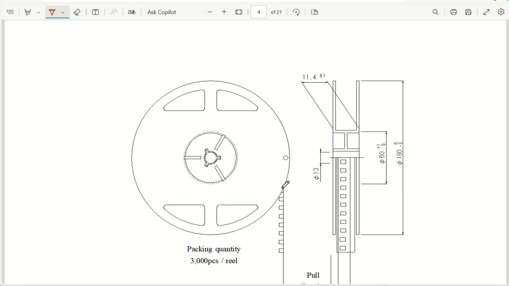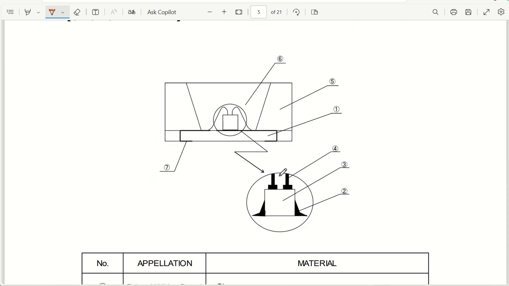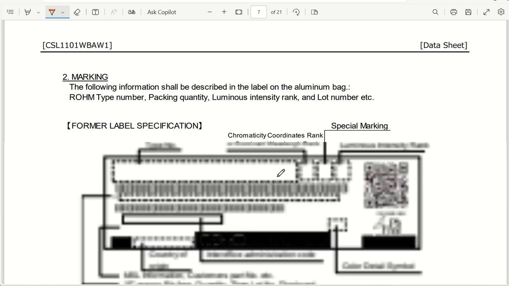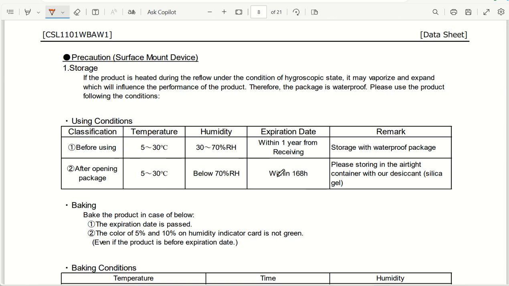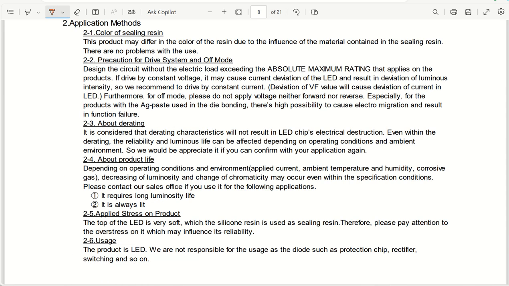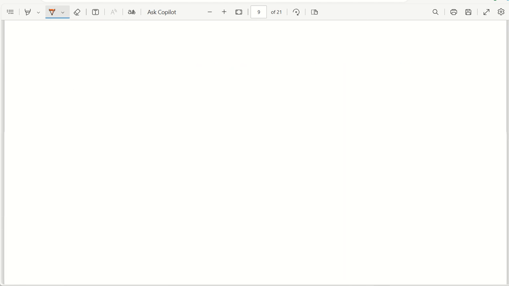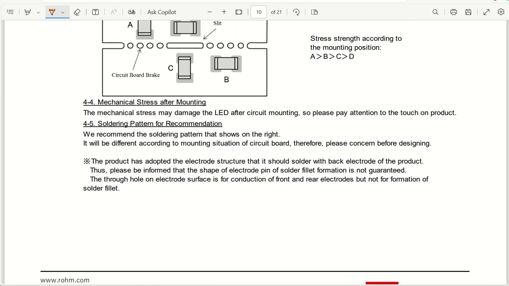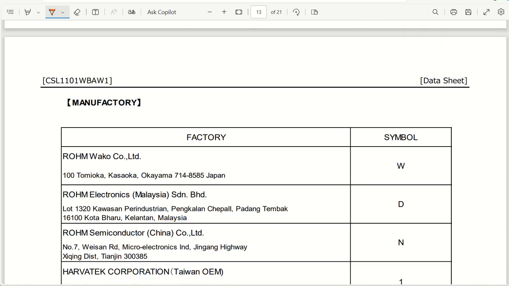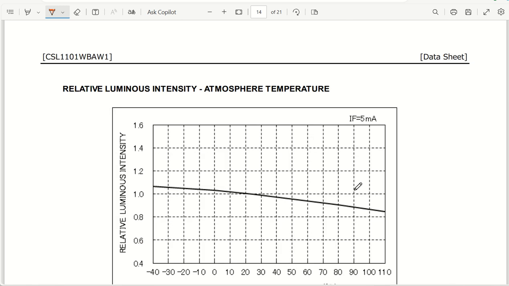This is the reels, which we don't have to worry about. This is not our scope. Coming back to the next, packaging and all is fine. Let me give you an understanding of application method and mounting. I want to show you some of the curves that are very important, which need to be taken into account.